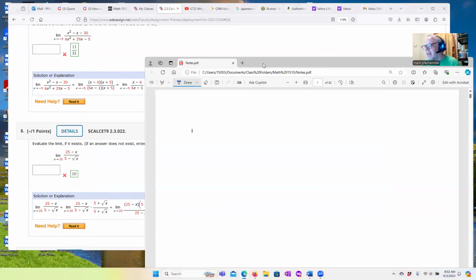So what we're looking for is the limit as x approaches 5 of 25 minus x divided by 5 minus the square root of x. So the first thing you always want to do with a limit is just plug it in and see what actually happens. Oh, sorry, x goes to 25. There we go. That looks a little better. So we're just going to plug it in and see what happens with direct substitution: 25 minus 25 divided by 5 minus the square root of 25.